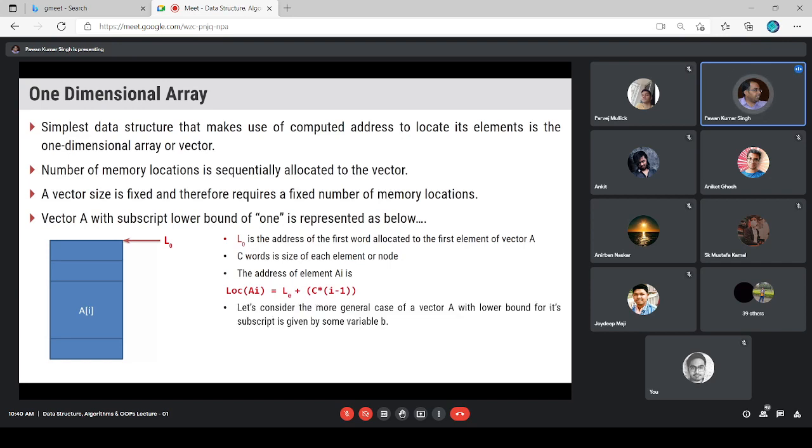Now let us consider a more general case. The address of element A[I] is loc(A[I]) equals L0 plus C into (I minus B).